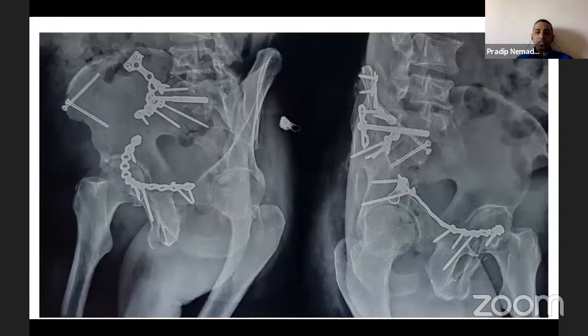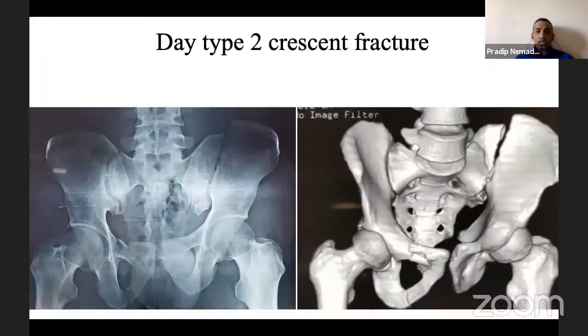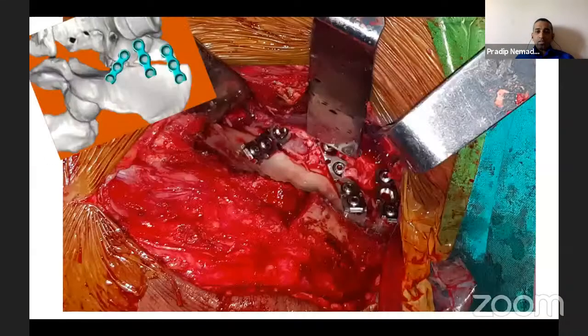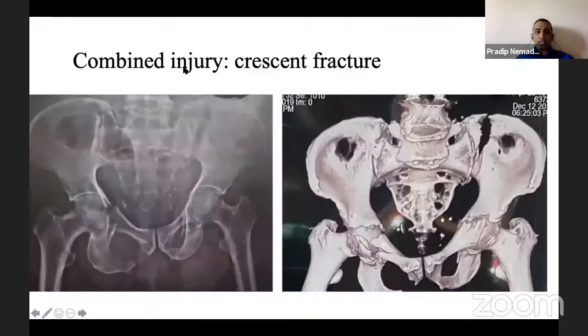And in the same setting, we can go ahead and fix the anterior fixation as well. So that is the benefit of this technique. Another case of type 2 crescent fracture. Again, we open, put a curved Mata clamp and reduce it with three plates, 1, 2, and 3, for the crescent fragment. And that's how crescent 2 can be managed.